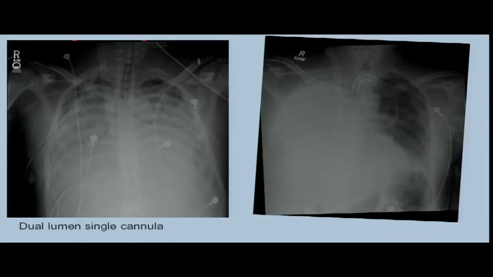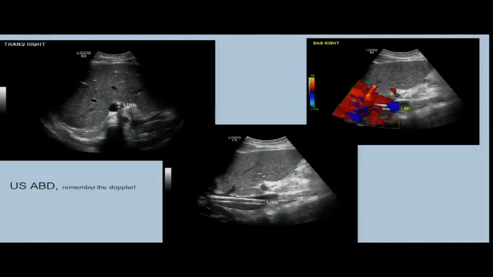This is a patient on dual lumen single cannula, and you can see the tip as it goes into the high IVC. The lungs are totally whitened out. The patient was initially on endotracheal tube, but later it was removed and changed to tracheostomy tube. And this is an ultrasound through the liver that actually shows the tip of the cannula in the IVC. And here we can actually see the cannula again in the IVC.